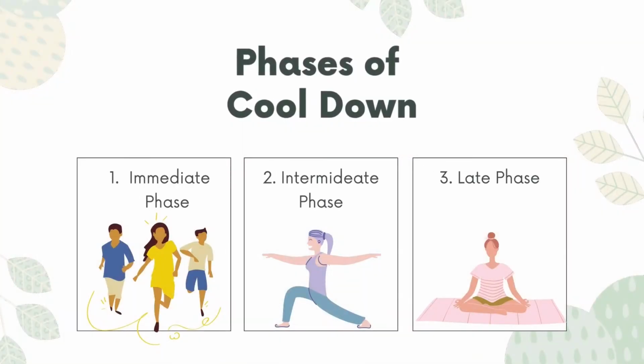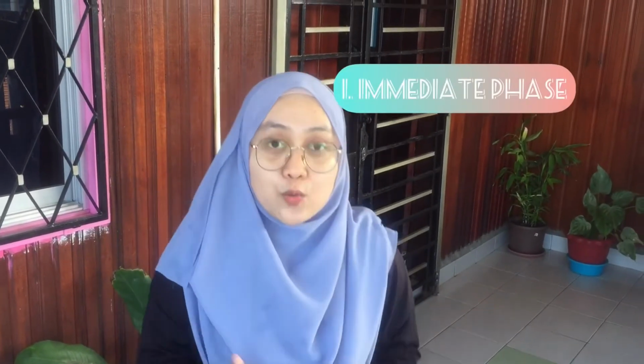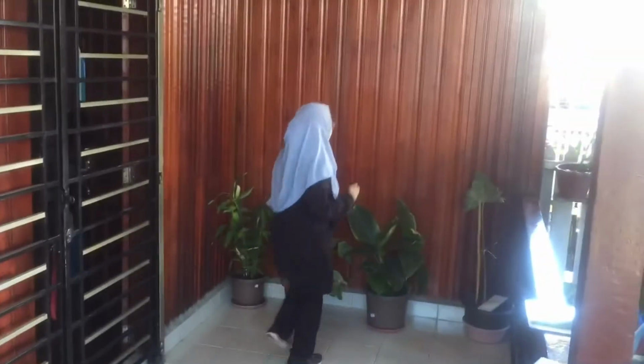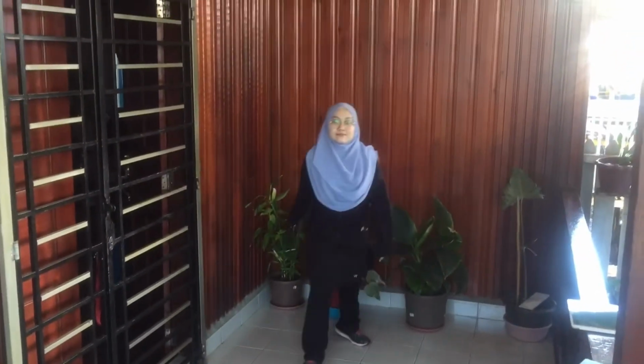There are 3 phases of cool down. First phase is the immediate phase, where students after the rest immediately do easy effort running or run walking like this. It's just the slow one, like jogging. Okay, and followed by easy effort walking like this. Okay, that is the first phase.